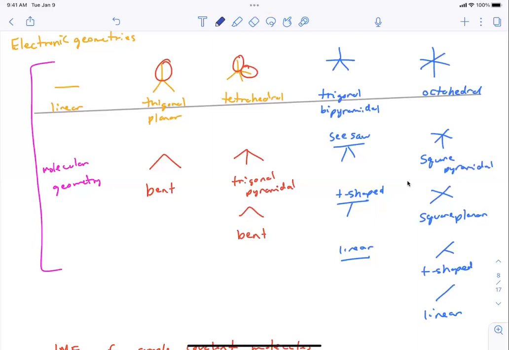But you do want to understand that the lone pairs do cause repulsion, which makes the bonding look smaller. So I've seen multiple choice questions where they'll say like less than 120 or less than 90 and stuff like that. So you do want to keep that in mind.